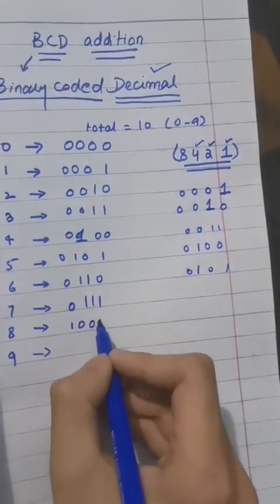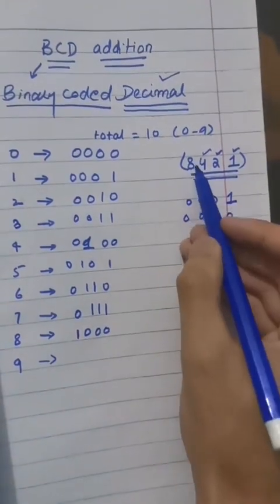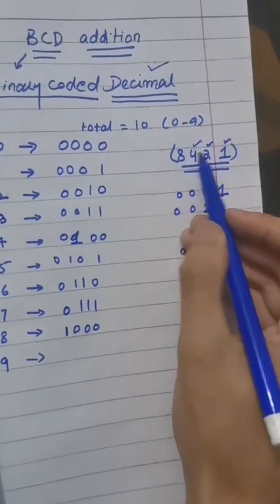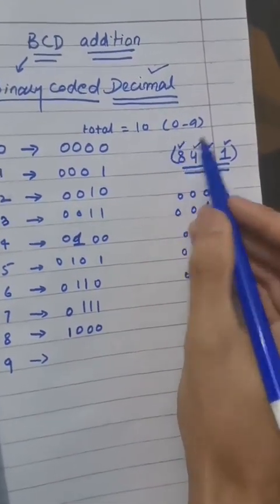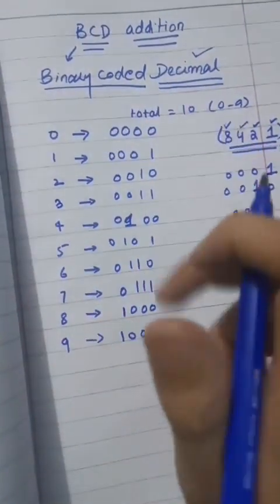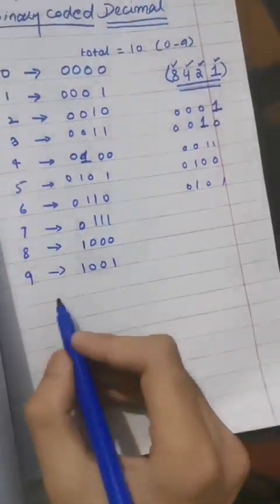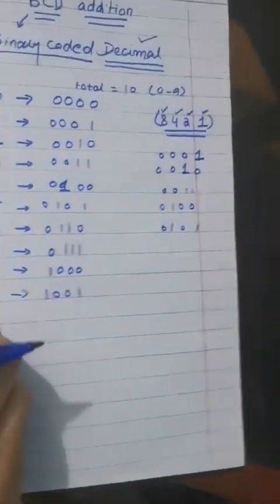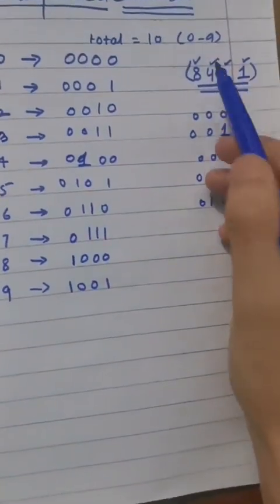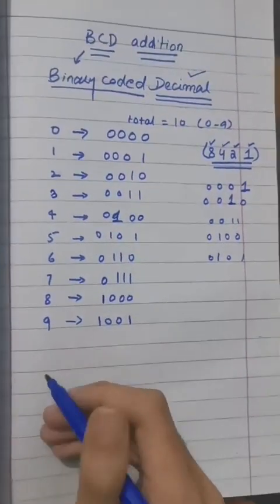For 8 we have to make sure that only the first bit is on, so 1000. For 9, you know that 8 plus 1 will be 9, so make sure that the first and last bits are on, and the other bits are 0. So this is the decimal to binary conversion using the BCD code. 8421 is generally the basic BCD.